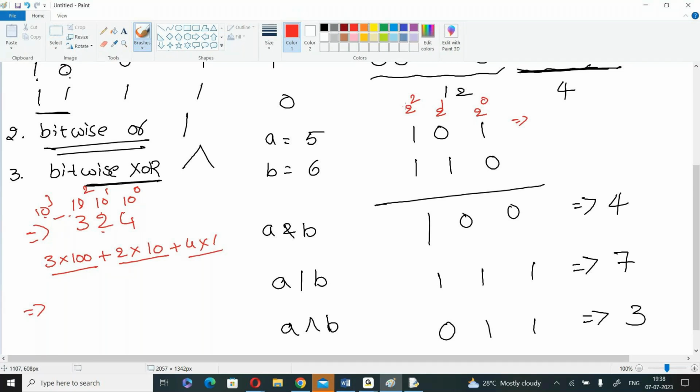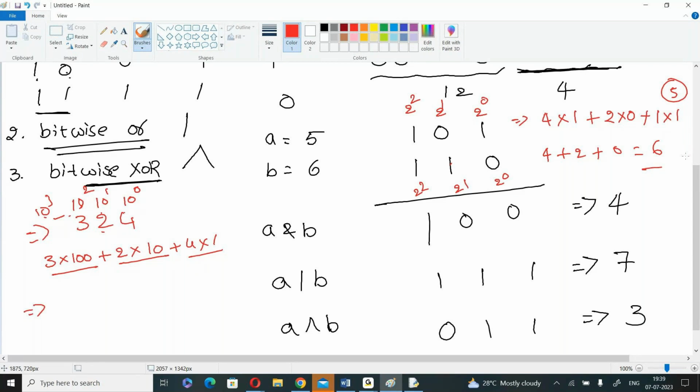Now 2 square, that is 4 into 1, plus 2 power 1, that is 2 into 0, plus 2 power 0 means 1, 1 into 1. What is the answer? 4 plus 1? 5. You got it? This one again I will explain. 2 power 0, 2 power 1, 2 square. So 1 into 2 square means 4. 1 into 2 power 1 means 2. 0 into 2 power 0 means 0. The answer is 6. This is the way. If it is a decimal number, 10 powers. If it is a binary number, 2 powers.